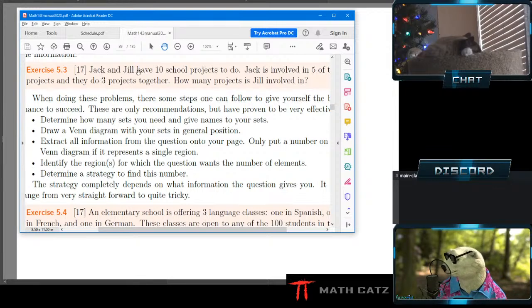Jack and Jill have 10 school projects to do. Jack is involved in 5 of the projects, and they do 3 projects together. How many projects is Jill involved in? So see, the question is the number of projects that Jill is involved in.